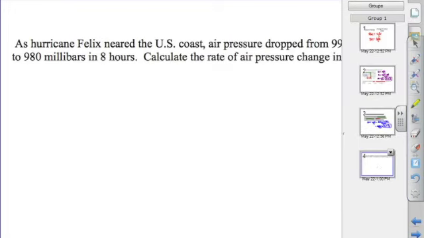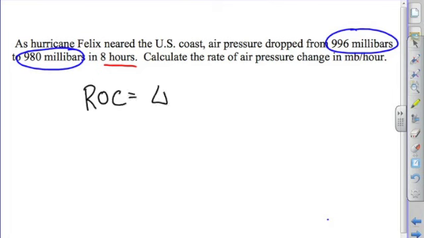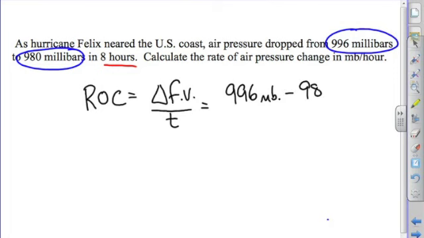A final example or sample question might read something like this. As Hurricane Felix neared the United States coast, air pressure dropped from 996 millibars to 980 millibars in 8 hours. Let's pull out the important information. Definitely going to have a change in value between these two values, and the time very clearly stated as 8 hours. So, rate of change equals delta field value, change in field value over time. Plugging in my numbers, I've got 996 millibars, always abbreviated MB, minus 980 millibars, divided by my time difference, which is 8 hours.